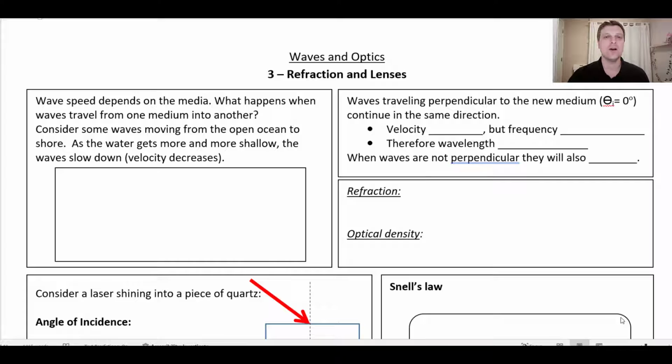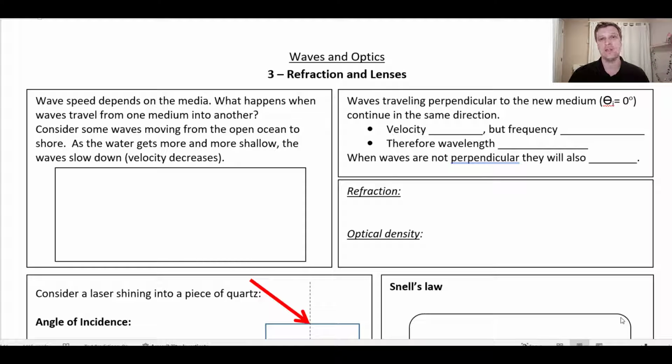So last lesson we talked about reflection, and we learned that reflection is the thing that happens when light travels into a new medium. Some of that light is going to be reflected. Well, the other thing that can happen is that some of the light could refract, or travel into the new medium. So an example of this would be water waves. The speed of a wave is going to depend on the medium.